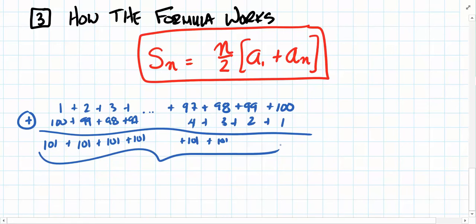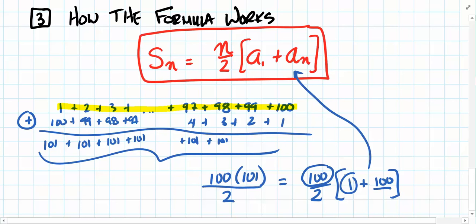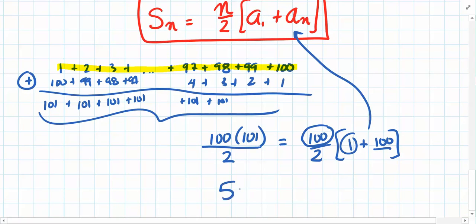So how many of these do I have? Well, you have 100 101s. And you want to know the sum of just one of those sequences, not both of them, so therefore you must divide by 2. I could rewrite this as 100 over 2, times the very first term, 1, plus the very last term, which is 100. Hopefully you see that that mirrors the formula exactly. I want the sum of the first 100 terms divided by 2, the very first term, and the last term. When you plug this all into your calculator, you get an answer of 5,050. So hopefully you guys got that.